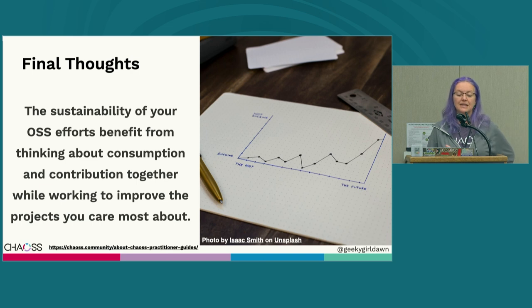One of the best ways to mitigate the risks associated with consuming open source is by contributing to the projects that you use. So it can help to think about contribution and consumption together, especially for those projects that are most important or most strategic for you.